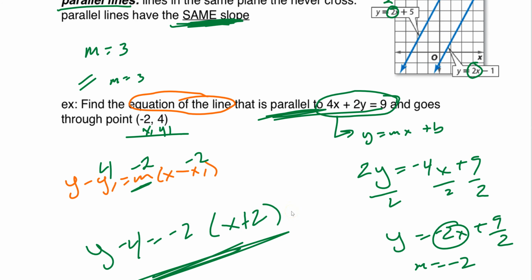And again, it didn't say anything about putting this in any form, so I'm just going to leave it like that. That's my answer. So that's parallel lines, right? Parallel lines have the same slope. So once you find a slope, use the exact same value.